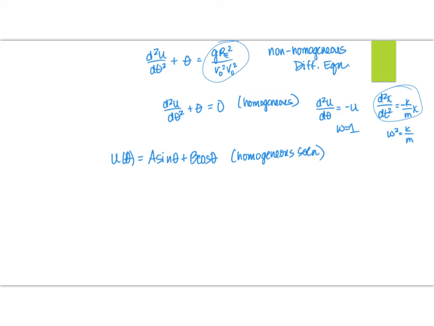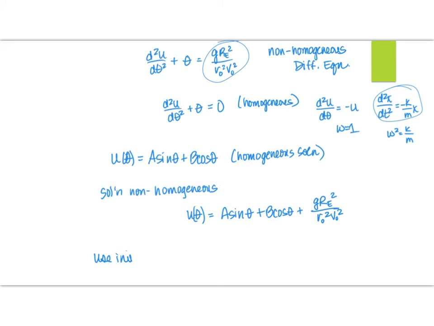So that's a solution to the homogeneous equation, which we don't have. We have a non-homogeneous solution. The solution to the non-homogeneous equation is just you add that term, and the way that we find A and B is we use the initial conditions.